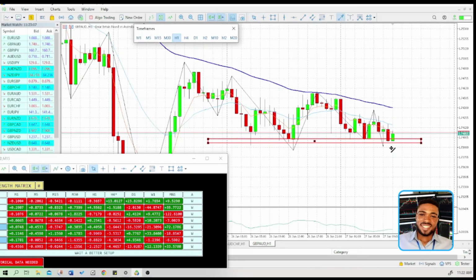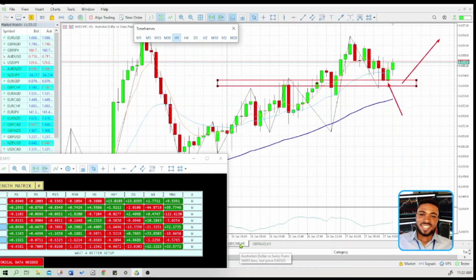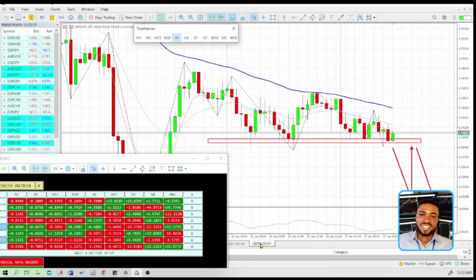The market is able to break here today and then reverse back and give us a bearish engulfing pattern, and then we take the trade. Okay, so we have to wait for the market to come back here and then we take the trade down. So these are the pairs we'll be watching today. We'll be watching the AUD with the Swiss, we'll be watching the pound with the AUD.